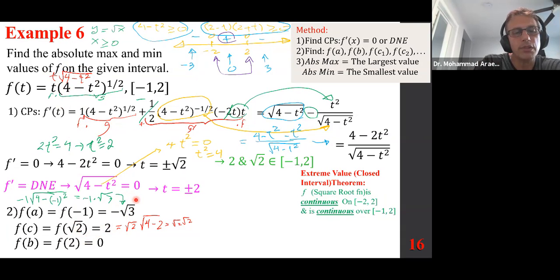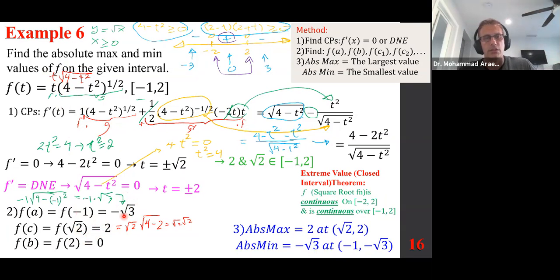The smallest number is negative square root of 3 at this pair. We write as follows. So absolute max equals 2 at square root of 2 comma 2. Absolute min is minus square root of 3 at -1 comma negative square root of 3.